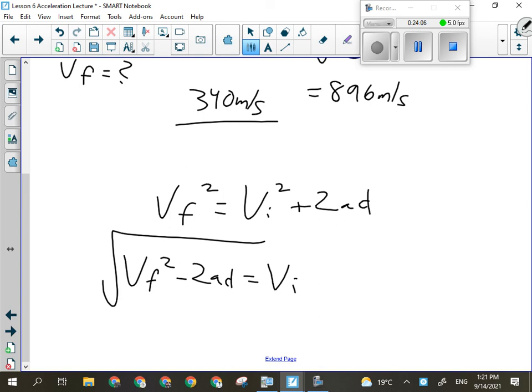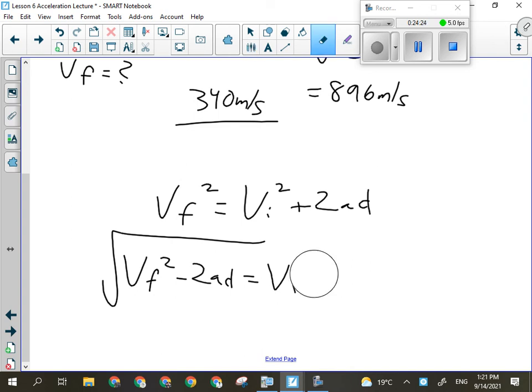Now, sometimes I see people do this wrong. They put the square root over and take the square off the VF. That's not right. It's the square root of everything underneath there. So VF still has to be squared, minus 2AD, and then square root everything.